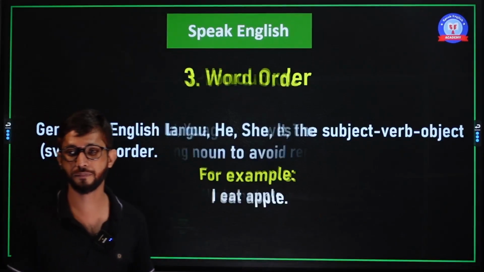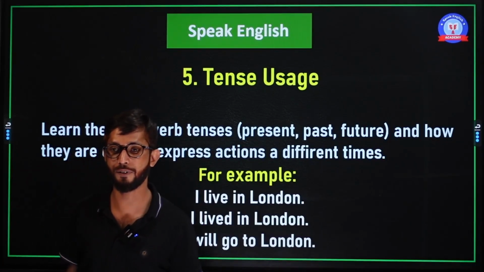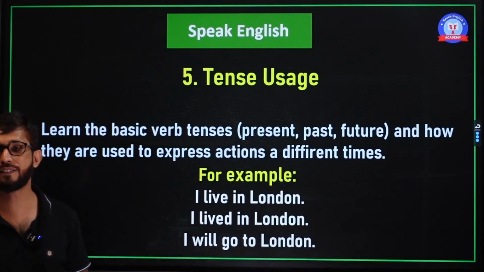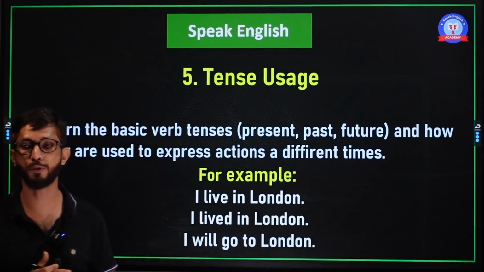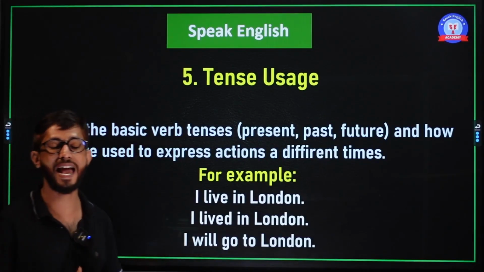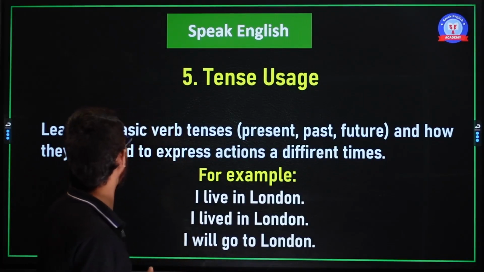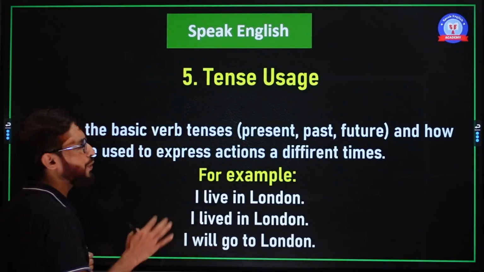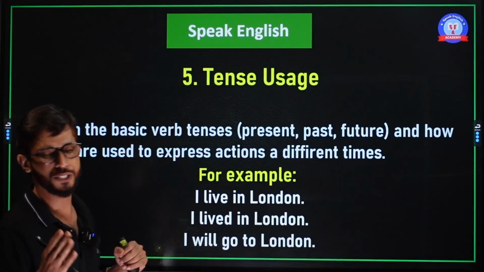Okay, number 5, tense usage, right? We have to learn the basic verb tenses like present, past, and future, and how they are used to express actions in different times, right? We have to learn it. So, tense usage, there are three basically important tenses in English: present, past, and future.